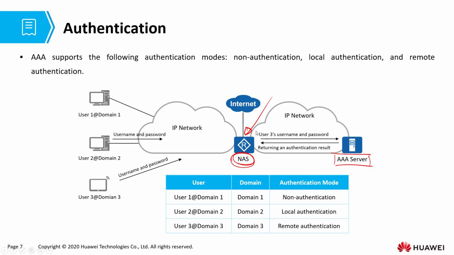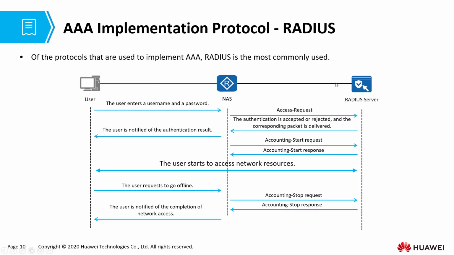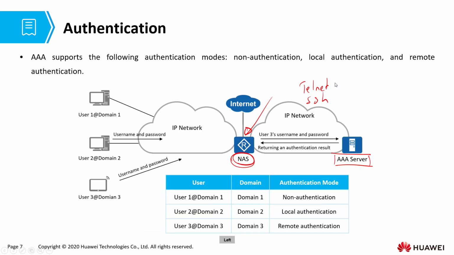This authentication mode is often used to manage login users that want to access the device through Telnet or SSH, things like that, to log into a device to perform some management functions. Now, remote authentication, the third one, is where the user information is going to be stored on a remote device, a device separate from the network the user is trying to access.